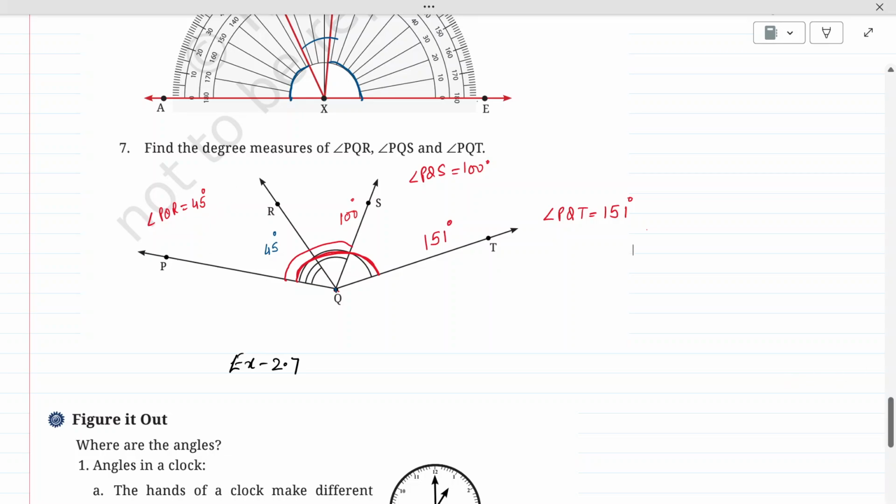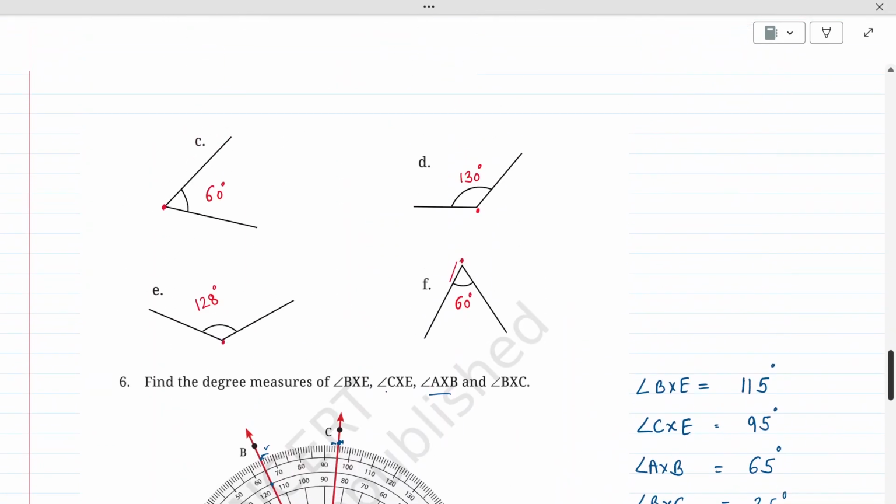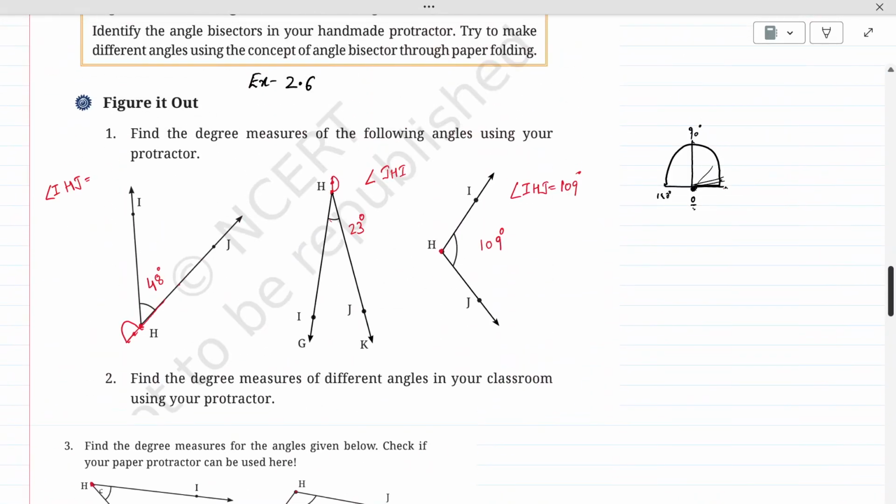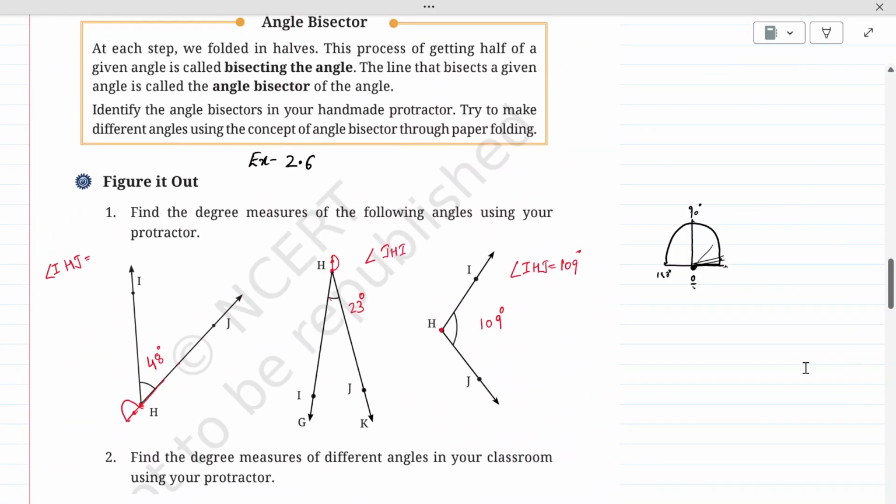So kids, in this class, we have seen how using a protractor, we can measure different angles at different degrees. Okay, so you have to practice this again and again at your home. And in the next class, we are going to move further in this chapter and we will learn more about the angles. So this brings us to the end of this class and I will see you all in the next class.